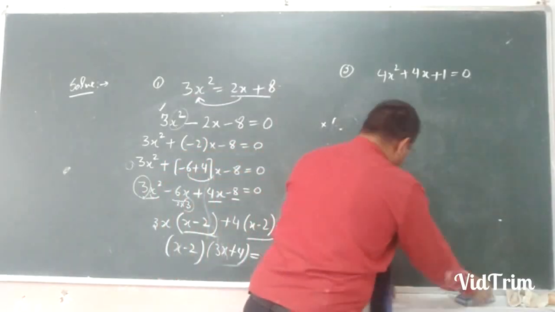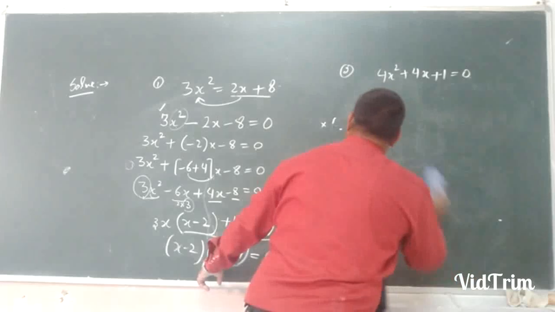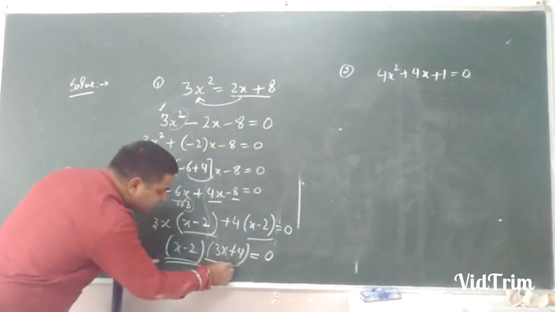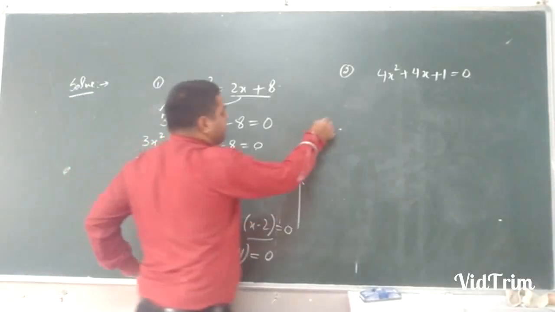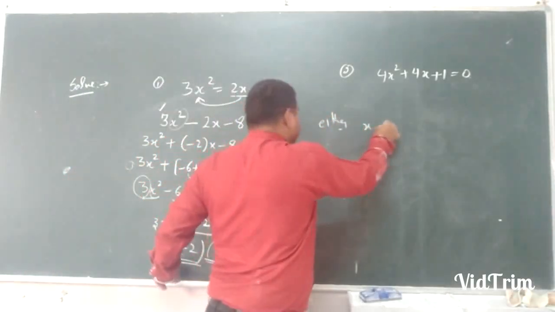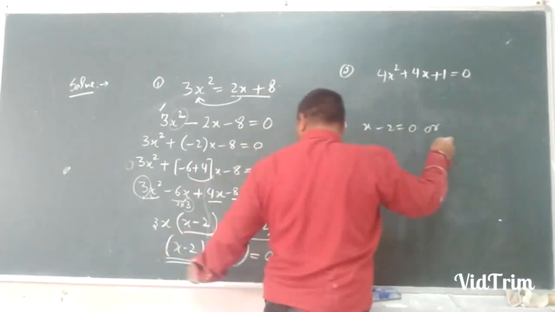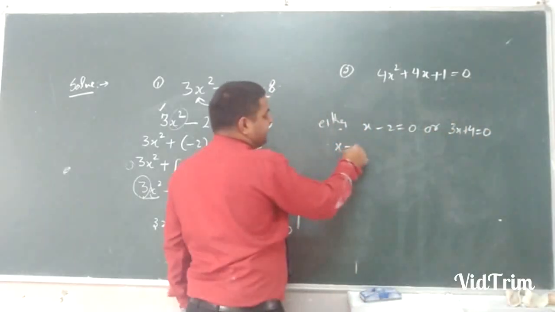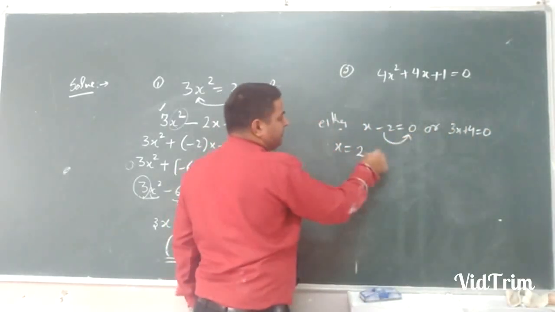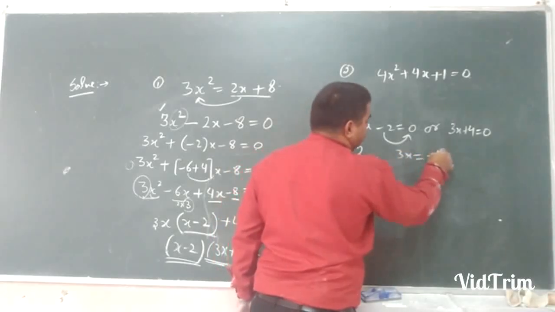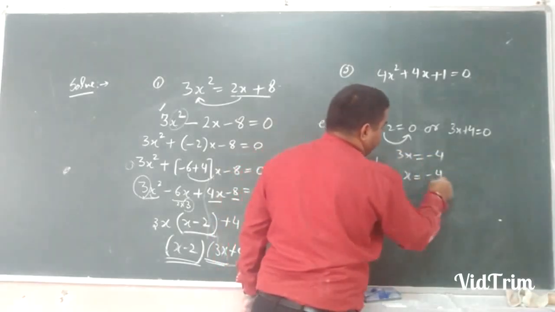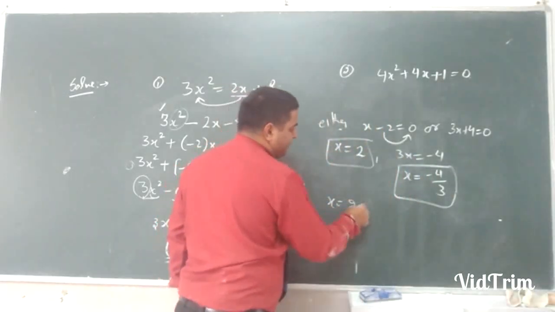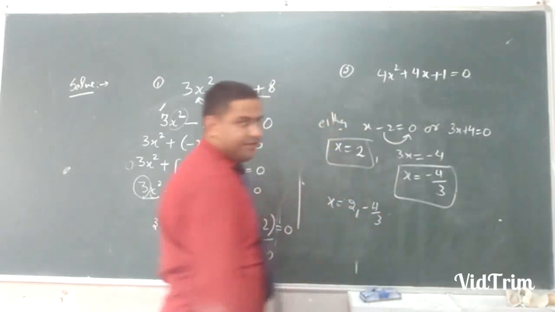So the product of two numbers is 0. It means either this number is 0 or this number is 0. So either x minus 2 equals to 0 or 3x plus 4 equal to 0. So x is equals to 2 or 3x equals to minus 4, x is minus 4 by 3. So we got two values of x. 2 and minus 4 by 3.